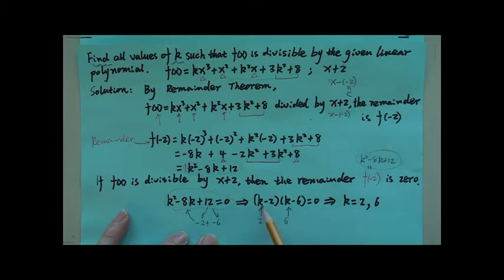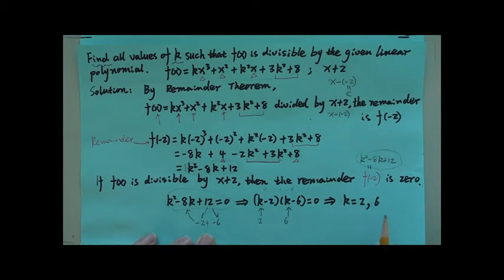Because if you plug in 2, you have 2 minus 2 is 0, so this term is 0. 2 minus 6 is negative 4, but 0 times negative 4 is 0. If one of them is 0, it wipes out everything, and all of it is 0. So is the case for 6. You plug in 6, 6 minus 6 is 0, 6 minus 2 is 4, and 4 times 0 is 0. So we have 2 values, 2 and 6.